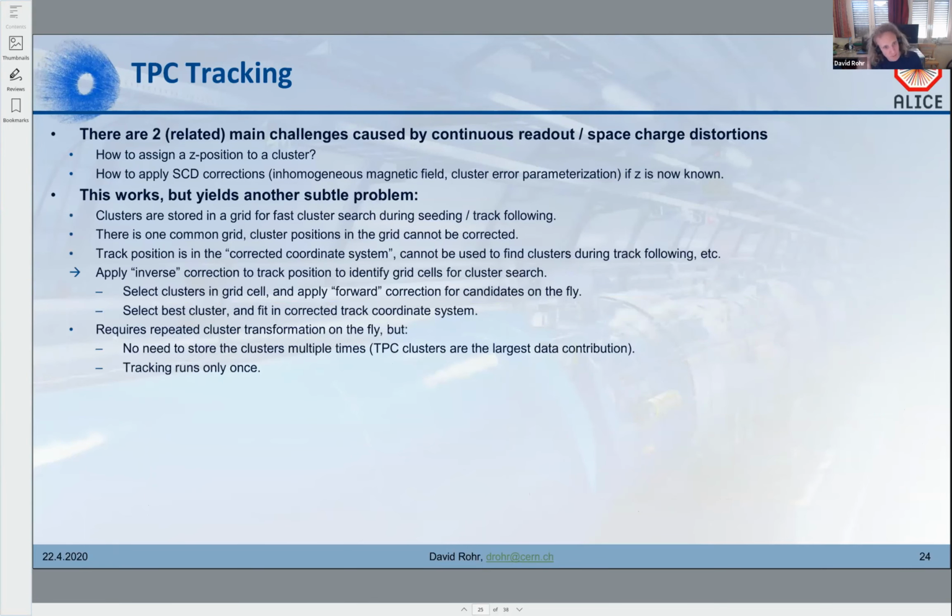There's a second, more subtle problem. So we need not only the correction of the distortions, but we need also kind of inverse correction, because once we have found the seed and we have fixed the Z, we want to extrapolate the track further. But now we have the track in the corrected coordinate system, but all the clusters are still in the uncorrected coordinate system. So basically, in order to do the track following, we have the track position, then we have to uncorrect the track to search for the closest cluster. Then we have to correct that cluster, and then we continue the track following. This is technical, complicated, but really it's a problem that we had.